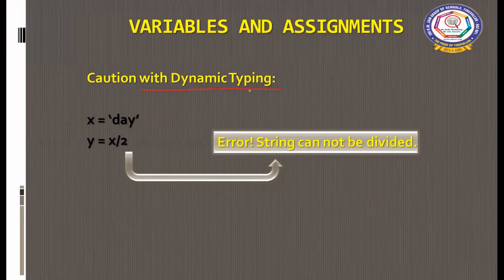During dynamic typing, when we are changing the value, some cautions should be taken. X equal to day, which means that x is pointing to a string value. When we try to give y equal to x by 2, you will get an error. That is, a string cannot be divided. So these are some of the cautions that you have to consider when you are reassigning the variable's value or during dynamic type allocations.